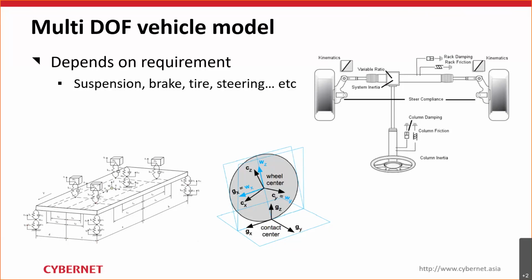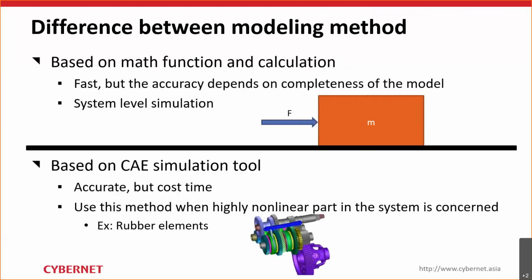And in the next slide, I will show you a different modeling method. The modeling method I have shown you before is based on math functions and pure calculation. It is fast, but the accuracy depends on the completeness of the model. If our domain knowledge is not strong enough, we will probably get an inaccurate model. This method is usually used in system-level design.